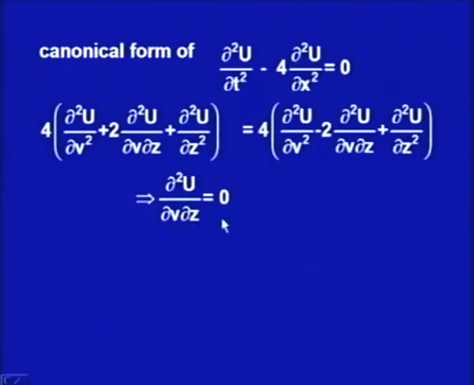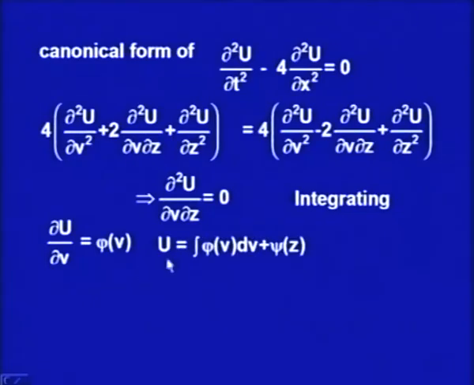Now, this equation we can solve by first integrating with respect to z and then integrating with respect to v. So, integrating with respect to z first, we do get ∂u/∂v as phi of v. Why? Because this is 0. So, we will get the constant with respect to z, but that may contain a function of v because it is the partial derivative with respect to v. Again integrating it with respect to v, we do get u as integral of phi(v) dv plus a constant. The constant may involve the variable z, so let us write that as a function psi of z.